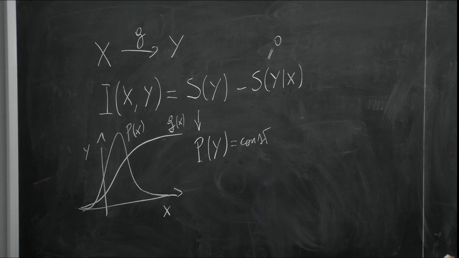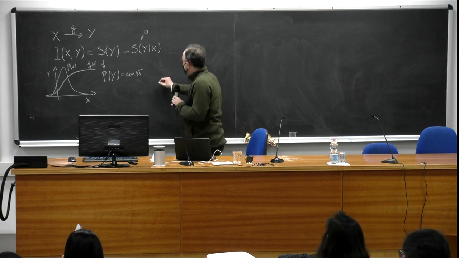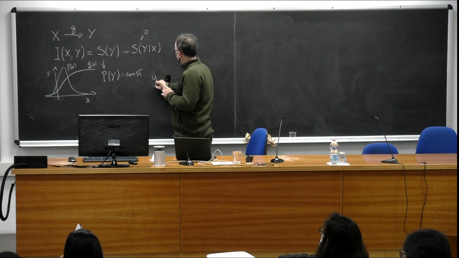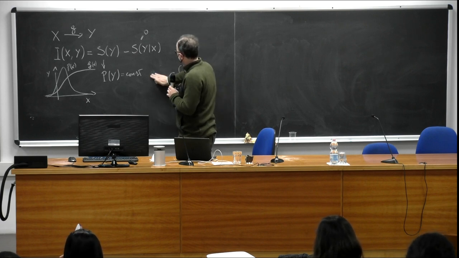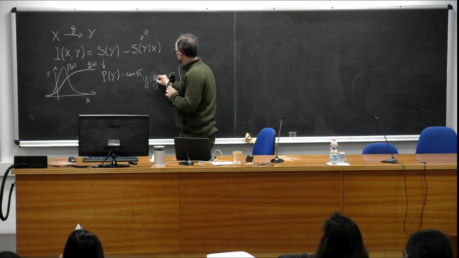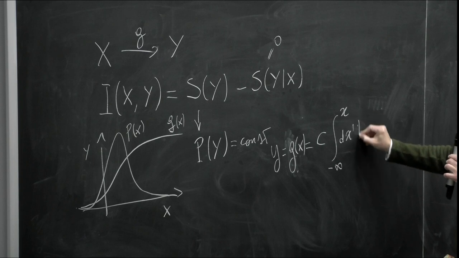But now our goal is to have p of y to be a constant. So instead of p of y, we write a constant. And so if you rewrite this, then we have dy over dx equals some other constant times p of x. Or in other words, we have that y is equal to the integral dx p of x. So maybe we can write that down. So y should be a constant times the integral, say, from minus infinity to x. So this is y is equal to g of x. Yes. Integral between minus infinity and x, dx prime of p of x prime.